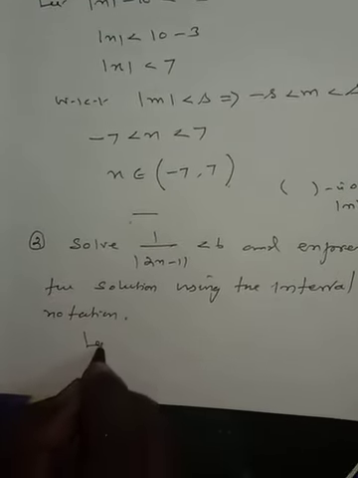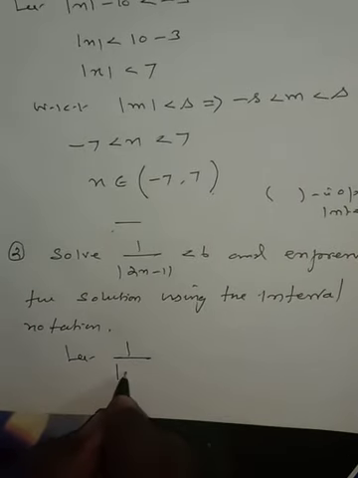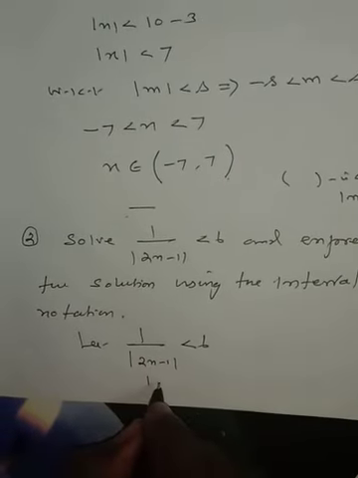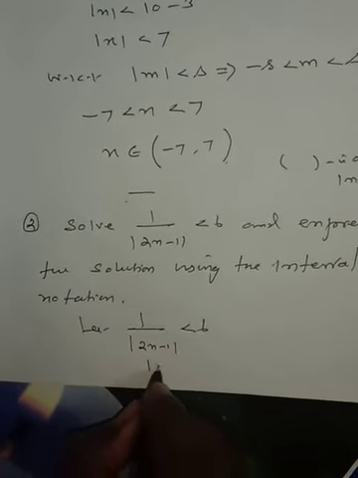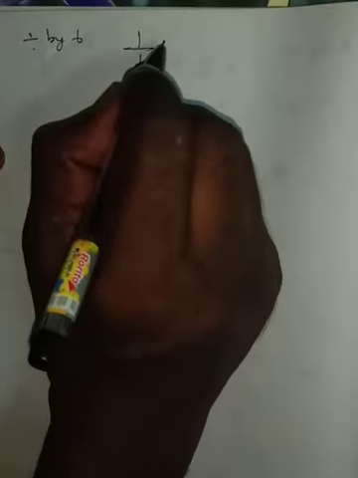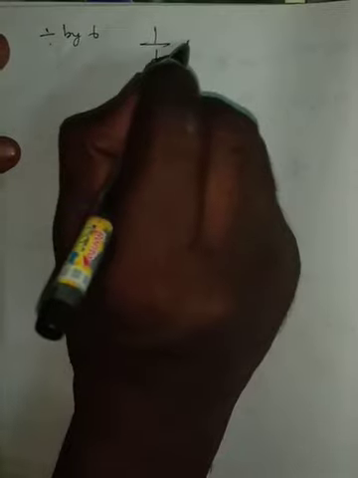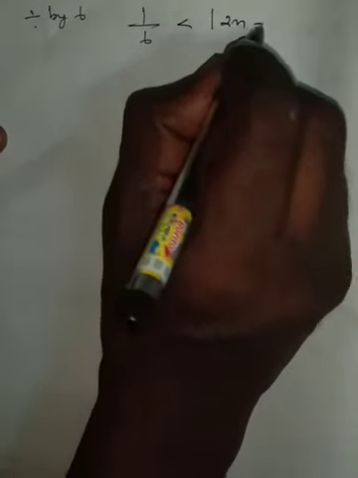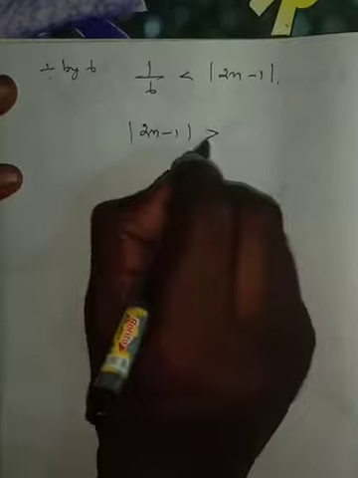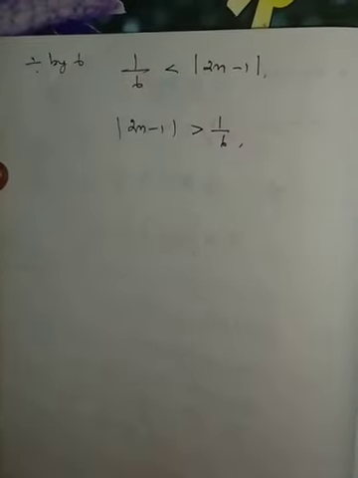Let 1 divided by modulus of 2x minus 1 be less than 6. Multiplying, we have 1 by 6 is less than modulus of 2x minus 1. This means modulus of 2x minus 1 is greater than 1 by 6.